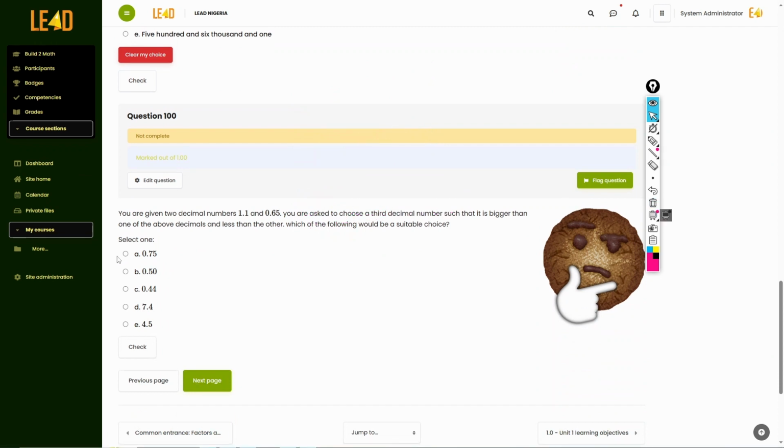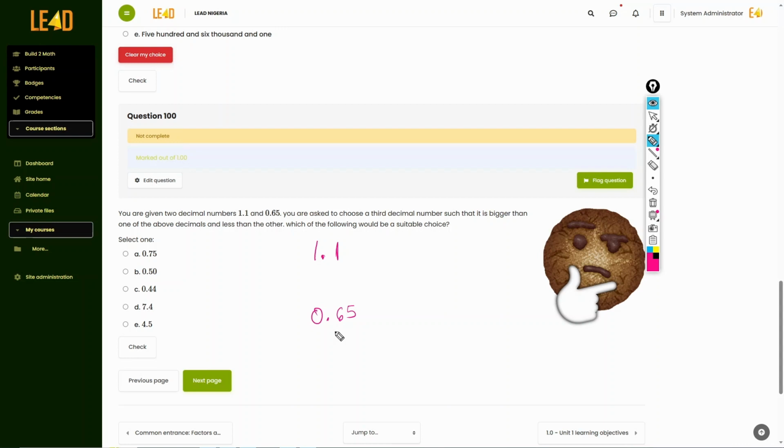Okay, you're given two decimal numbers, 1.1 and 0.65. You're asked to choose a third decimal number that is bigger than one of the above decimals and less than the other. Which of the following is a suitable choice? Okay, so it has to be between 1.1 and 0.65.